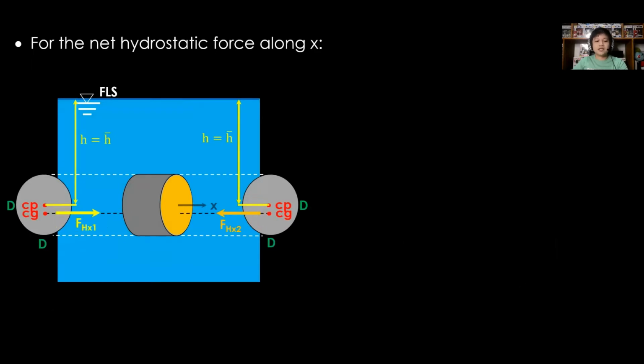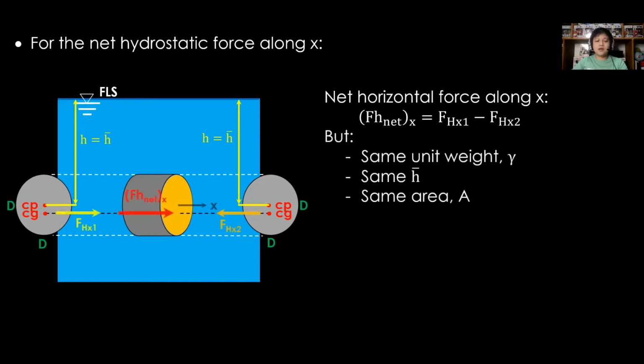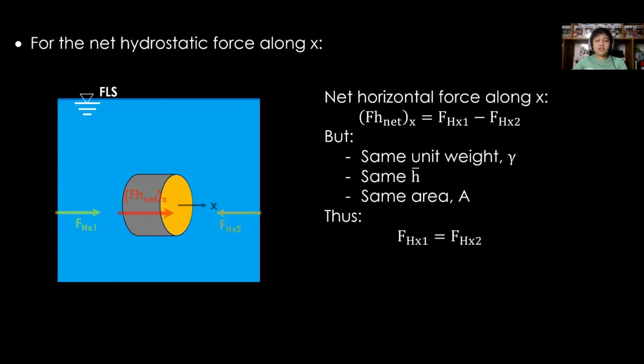Assign hydrostatic forces F sub Hx1 and F sub Hx2. For the net horizontal force along X, Fh net at X is equal to F sub Hx1 minus F sub Hx2. But same unit weight, H bar, and area A, thus the value of F sub Hx1 is equal to F sub Hx2. Therefore, Fh net along X is equal to 0.